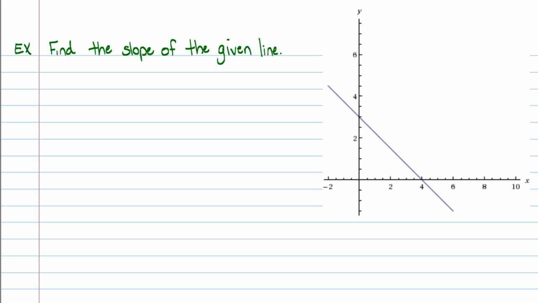So for an example, let's go ahead and compute the slope of this line right here. If you look at this line, it goes through a couple points that are pretty easy to see. It goes through x equals 4, y equals 0. And it goes through x equals 0, y equals 3. All right. So remember, the slope has a bunch of different definitions. Rise over run, change in elevation over change in horizontal position. Any of these are equivalent.